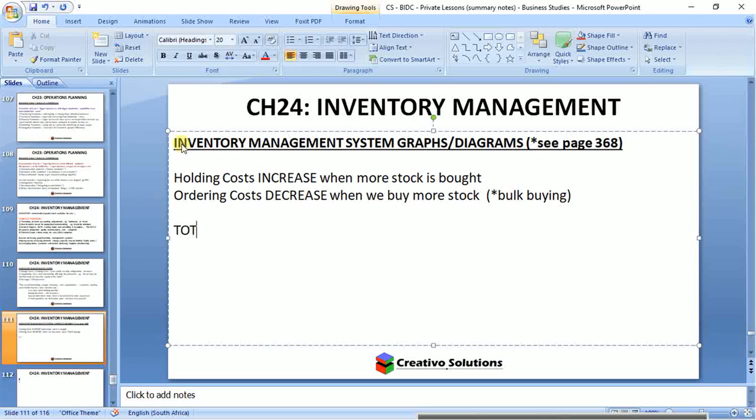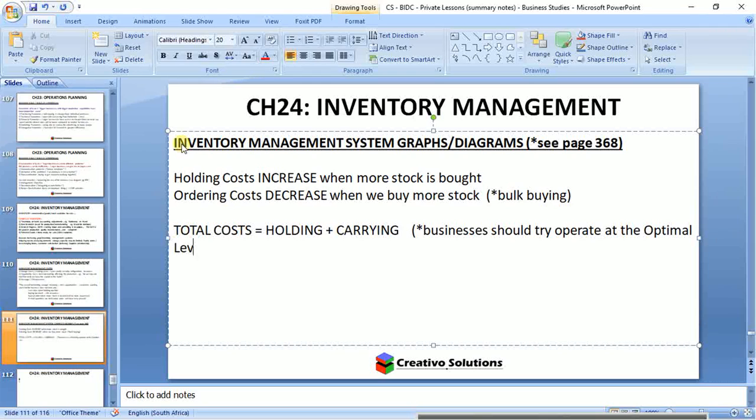All right, so let's write that down. Total cost equals holding plus carrying. Brackets, asterisk: businesses should try to operate at the optimal level of... We haven't discussed what EOQ is yet, so you won't actually know what that is. I'm just going to leave it as optimal level, full stop. We can discuss what EOQ is, then you'll know what that means.